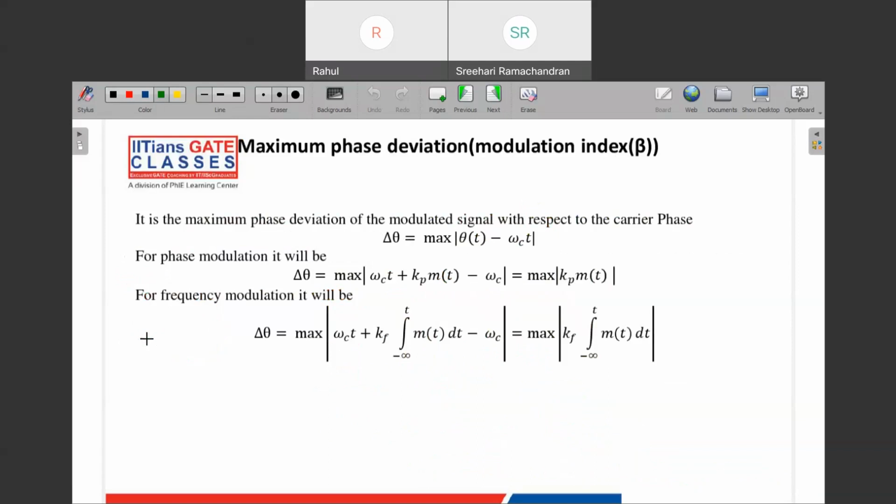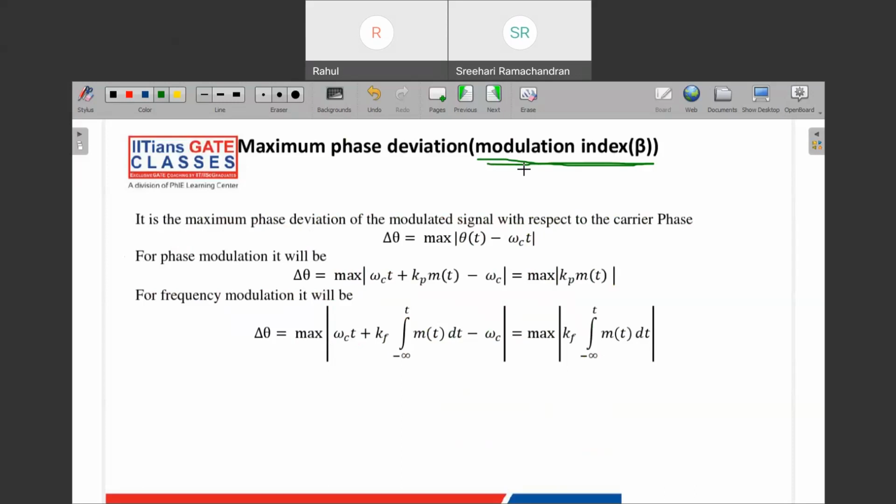Now let's talk about the maximum phase deviation, which we also call the modulation index. Whether it is phase modulation or frequency modulation, in both cases the maximum phase deviation gives us the modulation index. Don't get confused that for frequency modulation the modulation index will be the maximum frequency deviation, and for phase modulation it should be the maximum phase deviation.